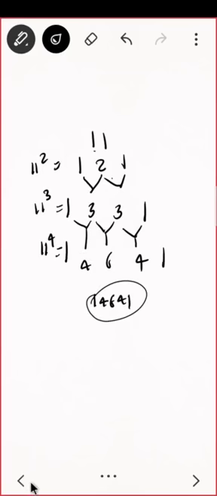Maybe I'll tell you the trick. If you want to do 11 square, you just write 1 here, 1 here, and add these two, that is 2. 11 square is 121. If you want to make 11 cube, again write 1 here, 1 here, add these two, it is 3, add these two, this is 3. If you want to calculate 11 raised to 4, write 1 there, 1 here, add these two and write it here, add these two and write it here. So this is 3, 4, 6, 4. So the answer is 14641.